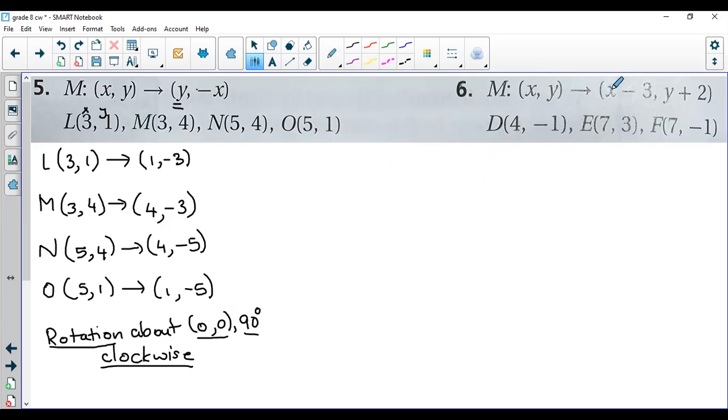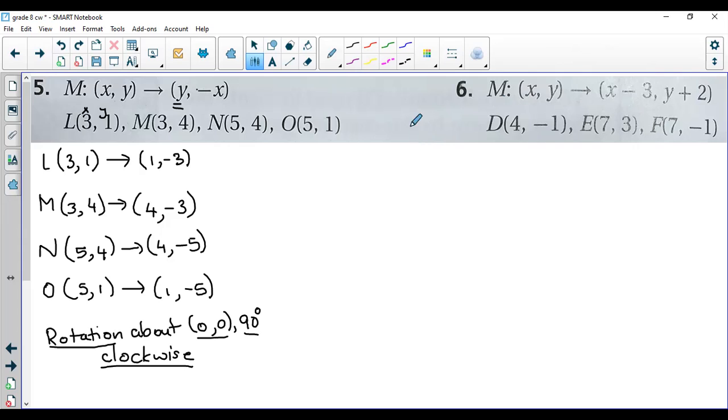So the transformation given is x minus 3, y plus 2. Now for which transformation did we learn that you have to add or subtract numbers? The only transformation where you have to add or subtract numbers is translation. So this is going to be a translation. Now minus 3 means it is moving to the left and plus 2 means it's moving up 2 units. That's why I told you to write down the rules so that it will be easier for you to revise.